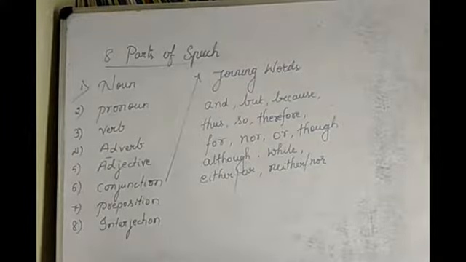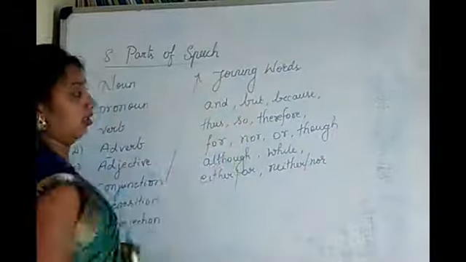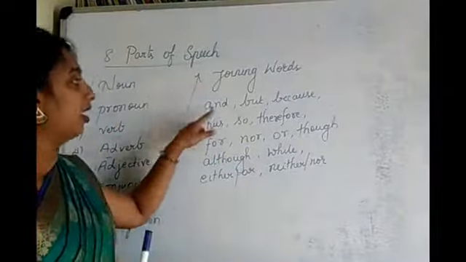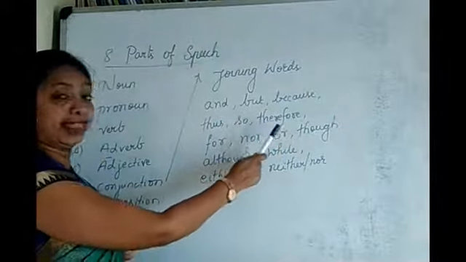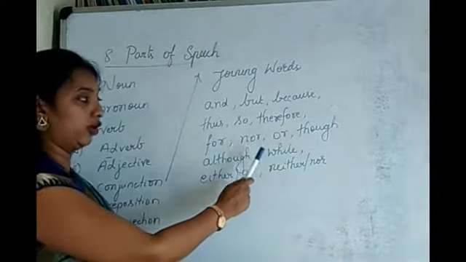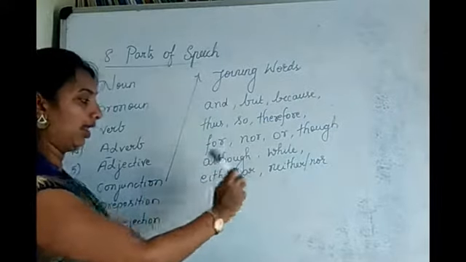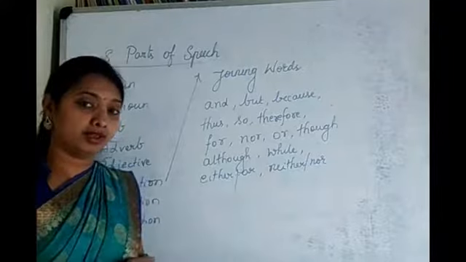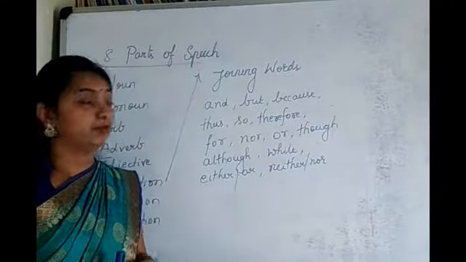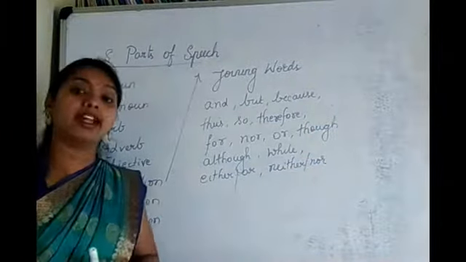What are conjunctions? Conjunctions are joining words. Examples are and, but, because, thus, so, therefore, for, nor, or, though, although, while, either or, neither nor. I have given you some examples. There are many examples. Joining words means what? It may join two words or it may join two sentences.